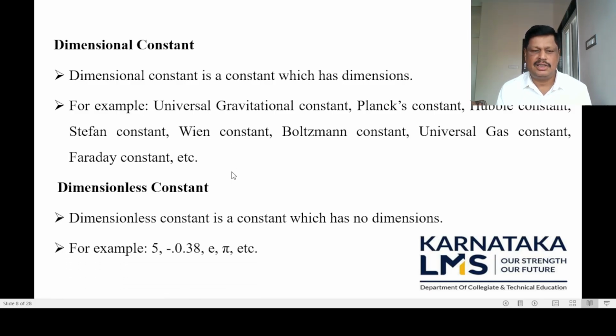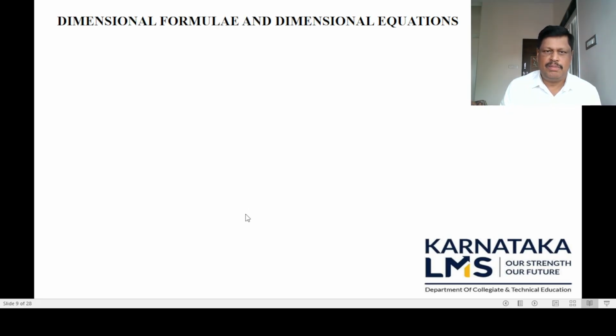Dimensionless constants. Certain constants which don't have dimensions are called dimensionless constants. So, dimensionless constant is a constant which has no dimensions. For example, 5, minus 0.38, exponential, pi, etc. They don't have dimensions. Dimensional formulae and dimensional equations.